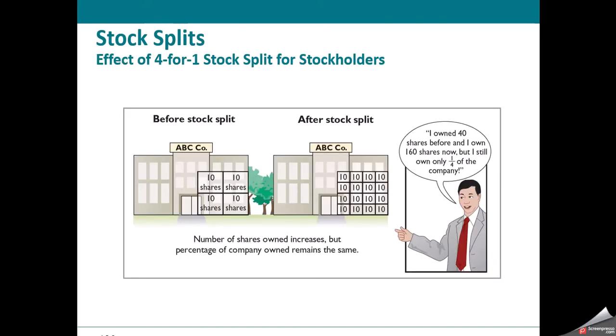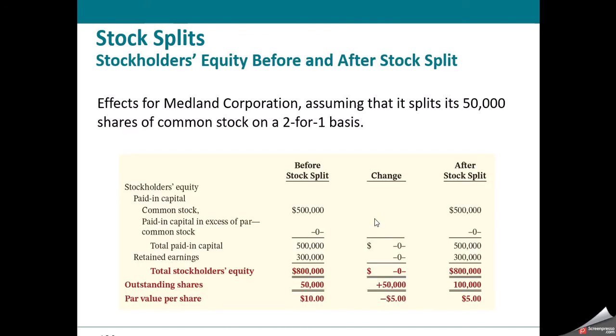So if you had 10 shares, and in this case, it's a 4-for-1 split, I'm going to end up with 40 shares. And like this guy saying I had 40 before, a 4-for-1 split, now I have 160 shares. But as you look at his total of the company, it stays the same. That block represents how much he owns. It doesn't change. It's just the number of shares change.